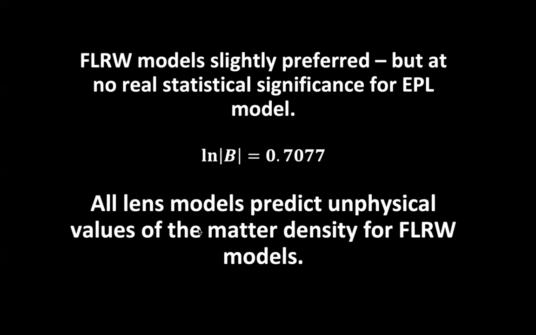Now, all the power law lens models that I looked at predicted unphysical values for the matter density for FLRW models. So you can talk about Bayes factors and you can compare one model to another, but if they both fit badly, then it doesn't really mean much. And ultimately, that's what we have here: both timescape and FLRW models aren't fitting well. So you can compare which model fits best to the data, but if they're both fitting badly, it doesn't really mean much. And that's an effect of these lens models, which I'm going to go on to in a sec now.